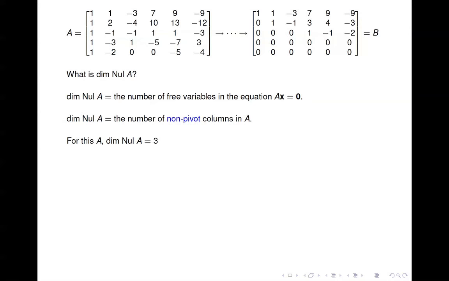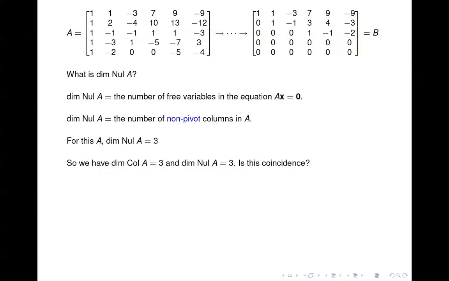Okay, for this particular matrix, the dimension of the null space is 3, because here's a non-pivot column, the third one, and the fifth and sixth. So the third column, fifth column, sixth column are all non-pivot columns. So we have 3 non-pivot columns, and therefore the dimension of the null space is 3. All right, so once again, this number 3 pops up. We have dimension of the column space is 3, dimension of the null space is 3. So I ask again, is this a coincidence?